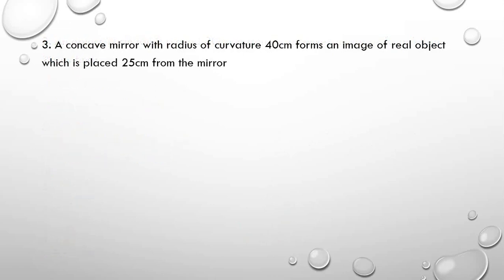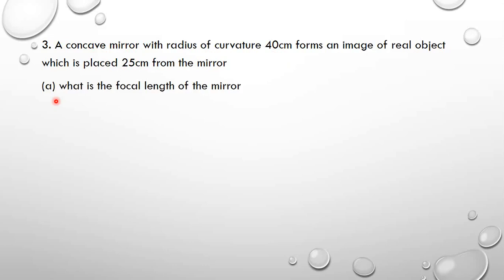The third example here. A concave mirror with a radius of curvature 40 centimeters forms an image of a real object which is placed 25 centimeters from the mirror. So the concave mirror means it is positive still. The radius of curvature is positive, and therefore the focal length is also going to be positive. So we shall discuss this very well.